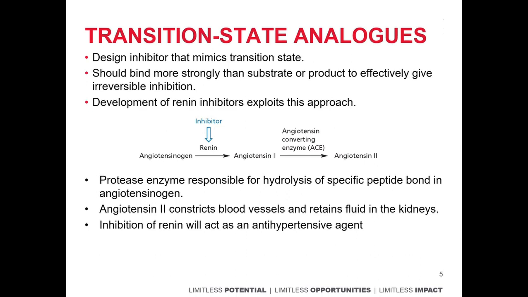And so inhibiting the renin will have the effect of being an anti-hypertensive agent. It will stop the hypertension because it inhibits this entire pathway. And this pathway results in the release of angiotensin 2, which causes blood vessels to constrict. So by inhibiting the renin using a transition state analogue, we're able to stop this pathway from functioning and reduce hypertension.